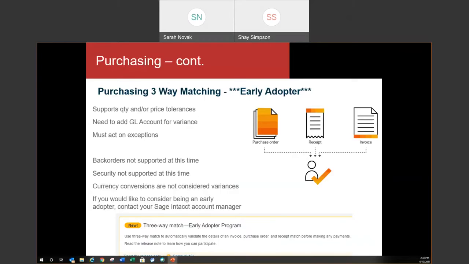So if you want to be in the early adopter program, you will actually see a banner within Sage Intacct, and you can just contact your Sage Intacct account manager to be a part of that early adopter program.